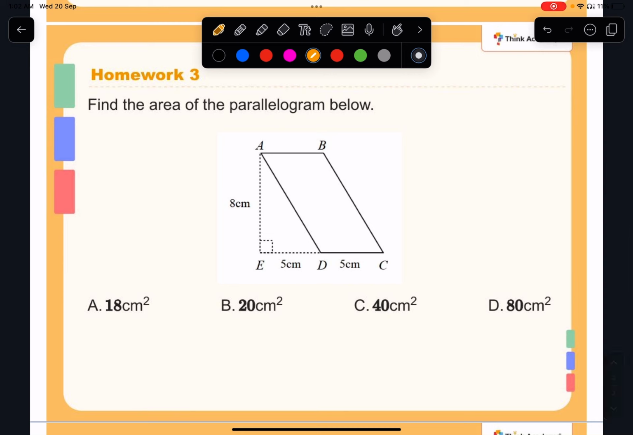Find the area of the parallelogram below. So basically it's the same idea. We have to find out two things. What are the two things? The base and the height, right? The base and the height. So let's find out the base and the height.